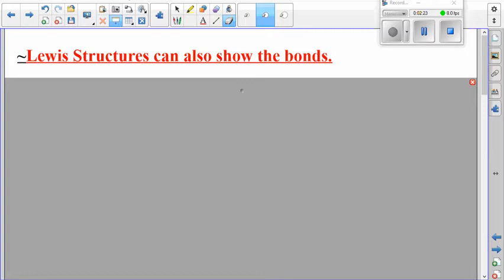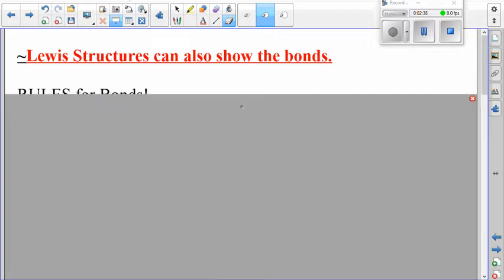Yes, sir? How do we know if it's 6? So selenium is in group 6, so that means it has 6 valence electrons. That's how you know. It's based on where it is in the periodic table. Yep, good question, good clarification.